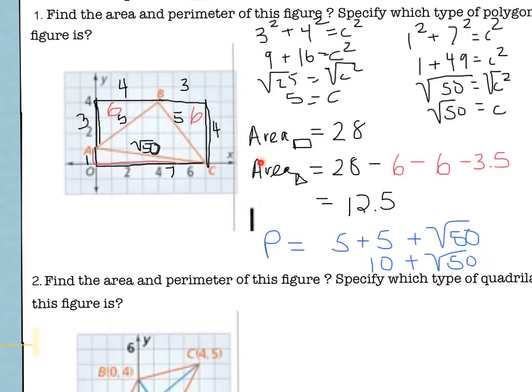So we've got our area, we've got our perimeter. Now we just need to specify the type of polygon this is. And that simply is going to be, well, we've got two sides that are congruent in a triangle. We know this has to be an isosceles triangle.